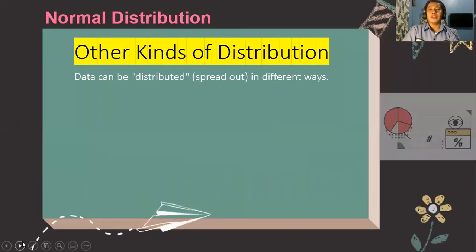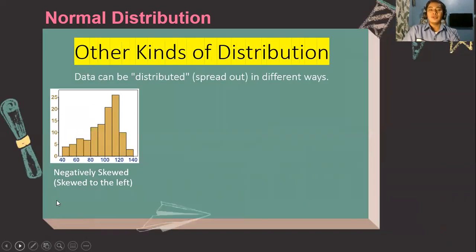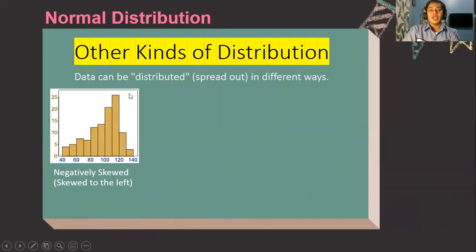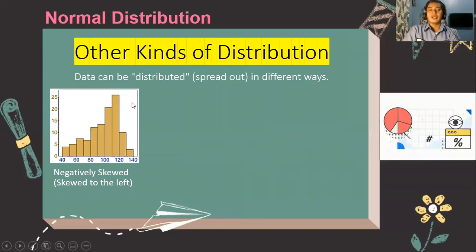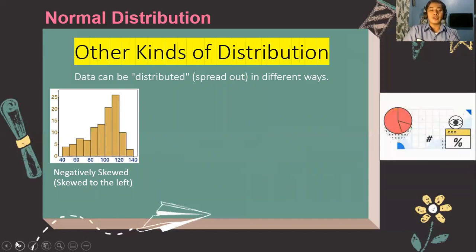So these are the other kinds of distribution. We have a negatively skewed or skewed to the left. Notice that there is less frequency on the left side of the distribution and high frequency on the right side. So the example a while ago, the height of the NBA players, is skewed to the left.